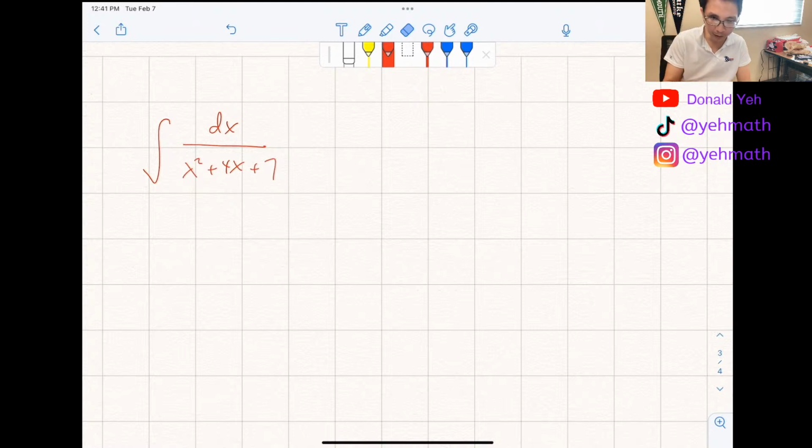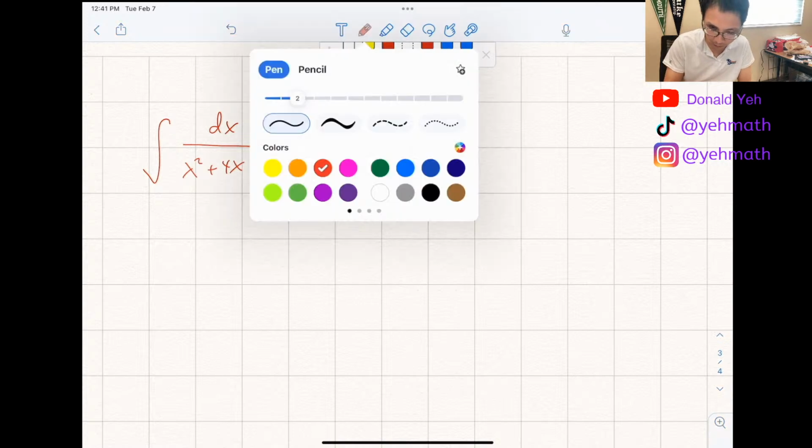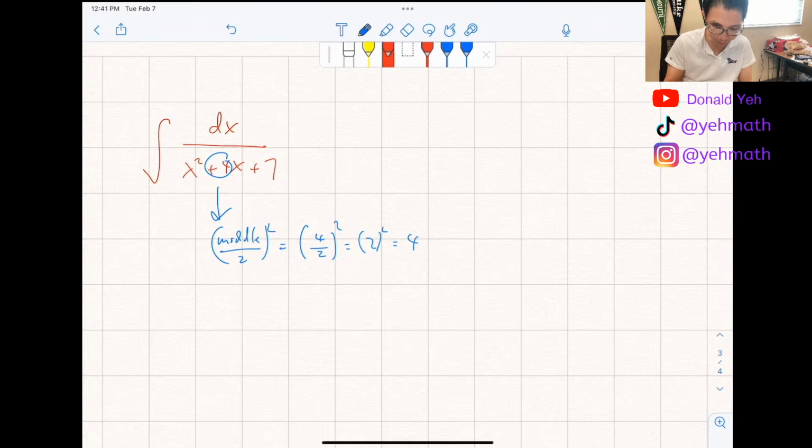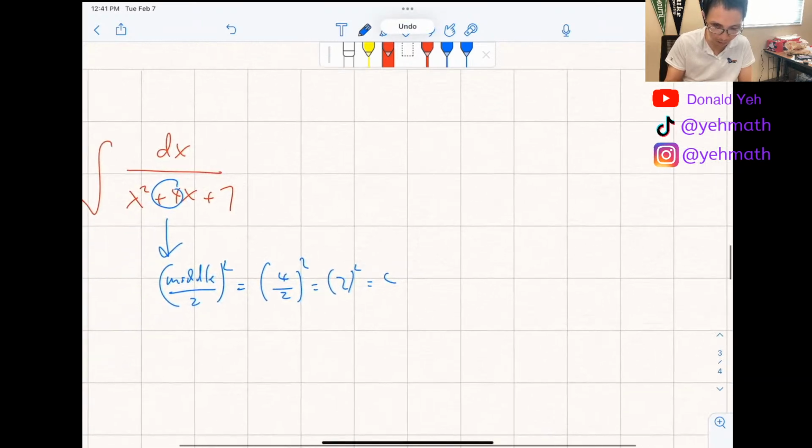So without doing that, I'm going to show you. This one is right here, 4. You take 4 divided by 2. It's always the middle term divided by 2, squared. So that's 4 divided by 2 squared, which is 2 squared, which is equal to 4. Now, I write down this 2 for a reason, because I'll use it later. Some people say, oh yeah, 2 squared is equal to 4, but no, I actually write it out to make sure they know that.